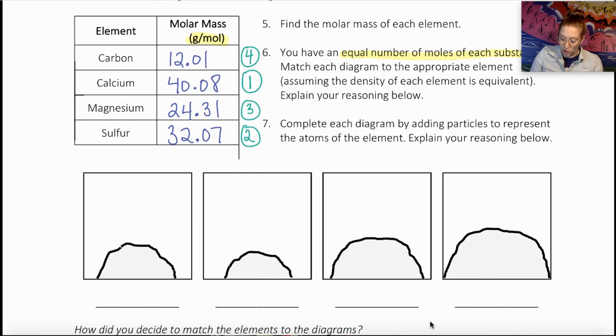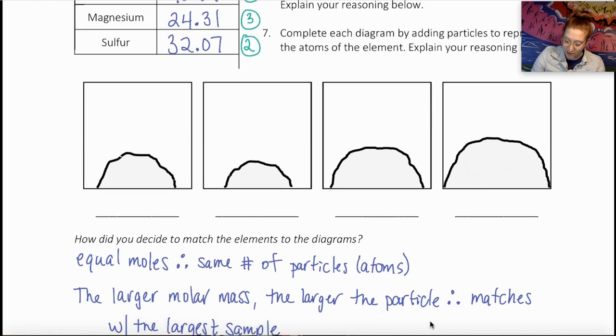So we're looking for our largest sample, and that's going to be our calcium, and that is the last one over here. Second largest is sulfur. That's this one here. Third is magnesium, which matches up with the first picture, which means carbon is our second picture. Okay, great.